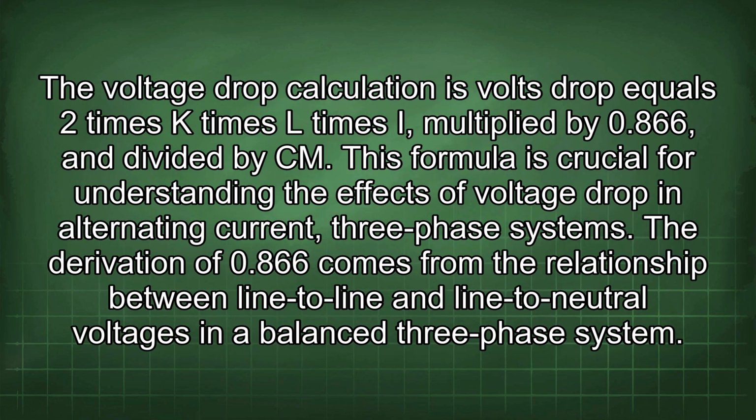The voltage drop calculation is volts drop equals 2 times K times L times I multiplied by 0.866 and divided by Cm. This formula is crucial for understanding the effects of voltage drop in alternating current three-phase systems. The derivation of 0.866 comes from the relationship between line-to-line and line-to-neutral voltages in a balanced three-phase system.